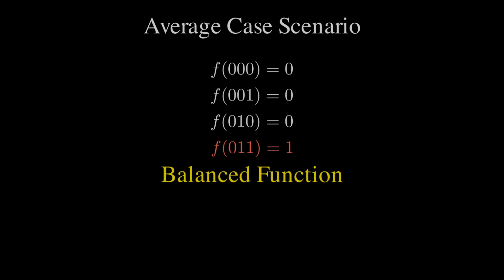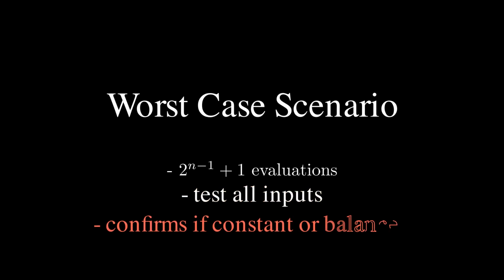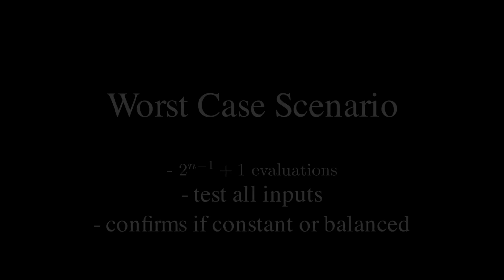The worst case scenario is similar to the average case, but there are 2 to the n-1 plus 1 evaluations. This is where you have to test all of the inputs and compare each of them to confirm if the function output is going to be constant or balanced. Finally, we're looking at the quantum approach of this problem, which demonstrates the power of quantum parallelism utilizing quantum gates and superposition. Most importantly, there's only one evaluation for every scenario.